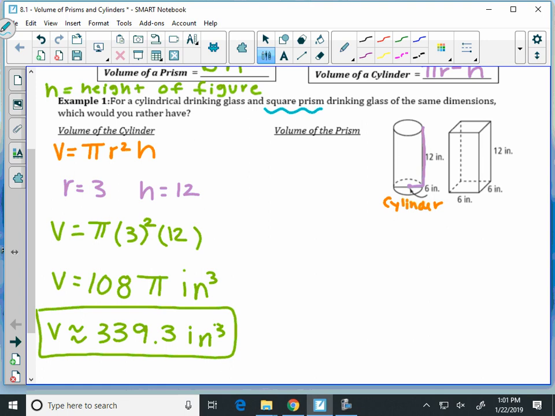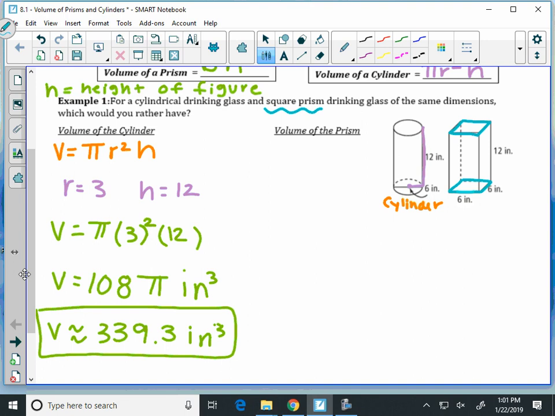So the top is a square, and the bottom is a square. And then there's rectangles that are connecting the top and the bottom. That's what makes it a prism. There's 2 bases. We get into pyramids tomorrow, which only has 1 base, and that's how you can tell the difference. But prisms have 2 bases.